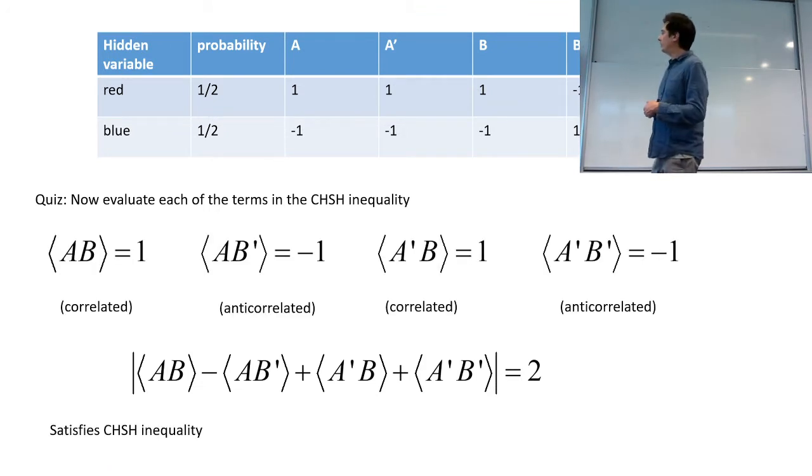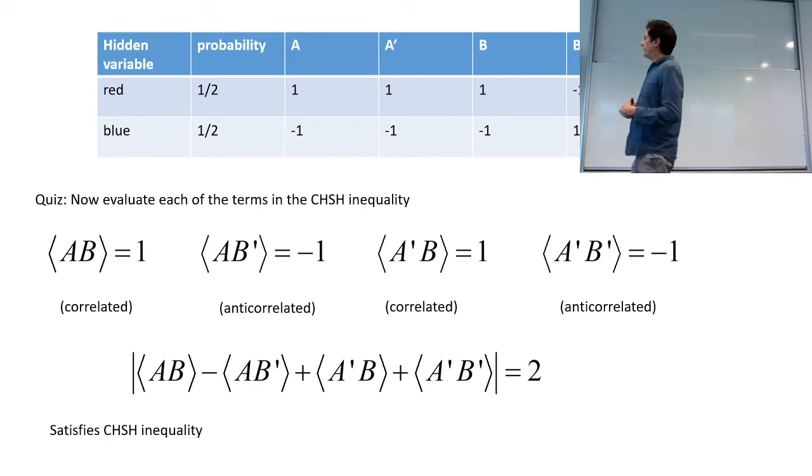What we got up to last time was to evaluate the CHSH inequality for this particular set of rules, which I chose randomly. For example, for A and B, you need to multiply the A and B columns. In all cases this gives 1, because 1 times 1 is 1, and minus 1 times minus 1 is also 1. So the probability being half-half doesn't even matter; it could have been anything. And this would be 1.